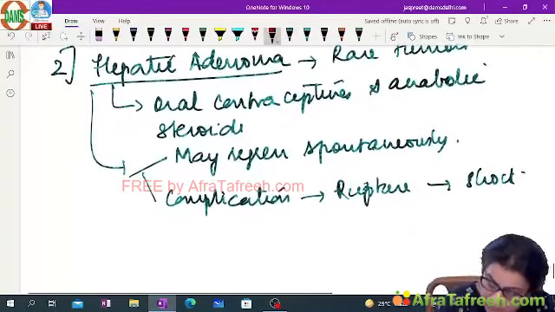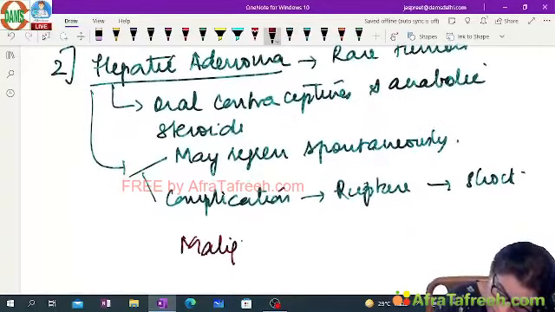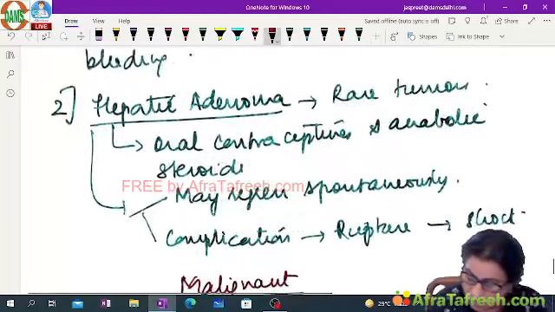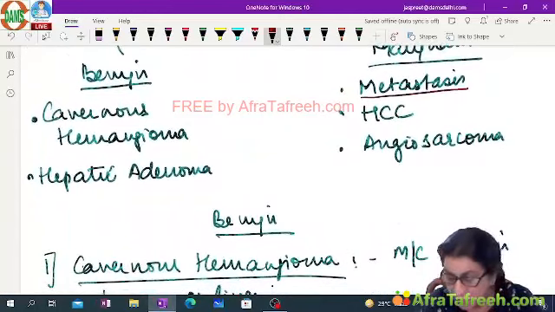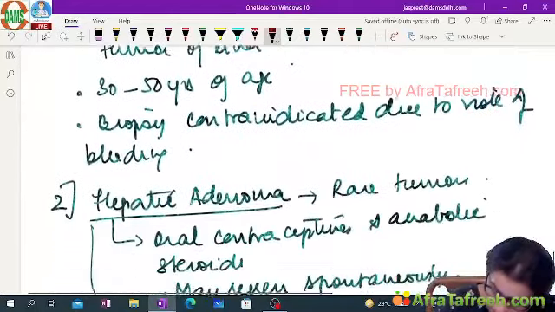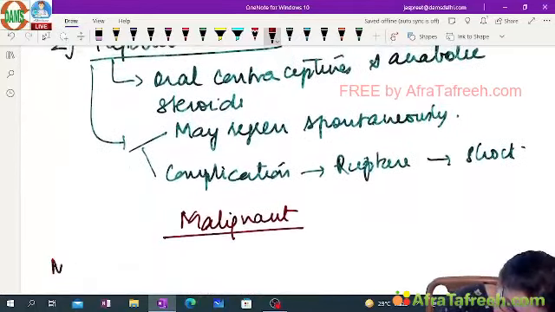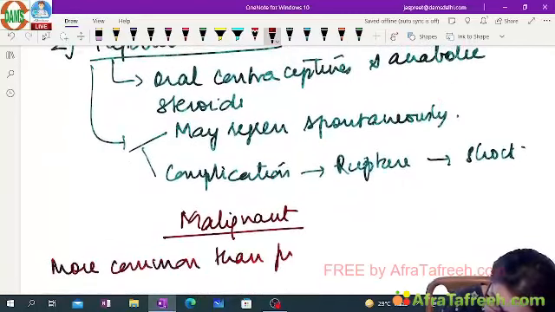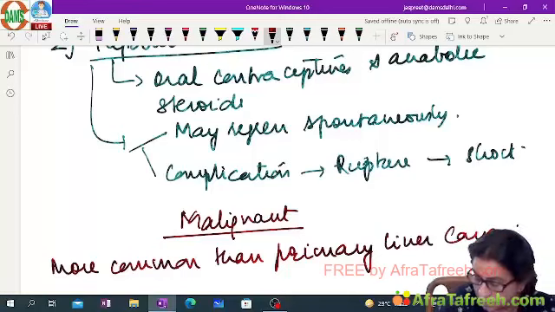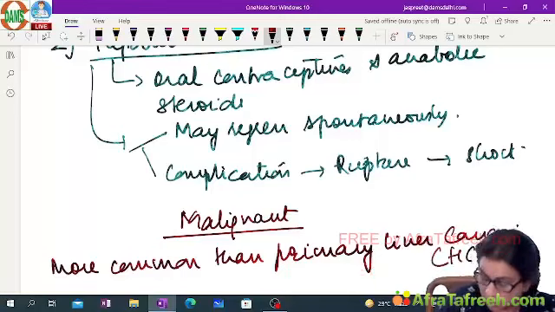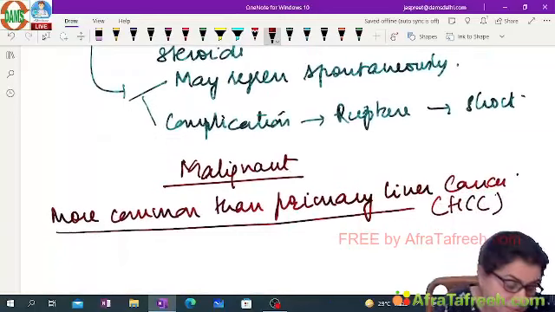Now looking at the malignant tumors. In the malignant tumors which I have drawn here, I told you metastasis is more common than hepatocellular carcinoma, the primary liver cancer. So metastasis is more common than primary liver cancer. Which is the primary liver cancer? Hepatocellular carcinoma.